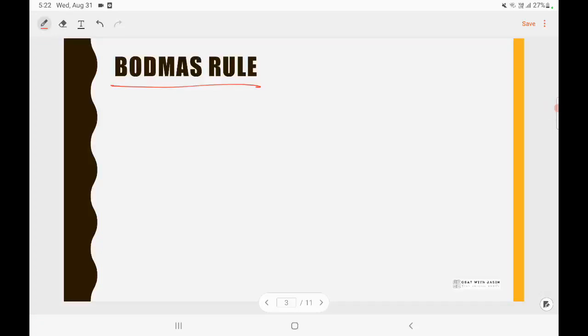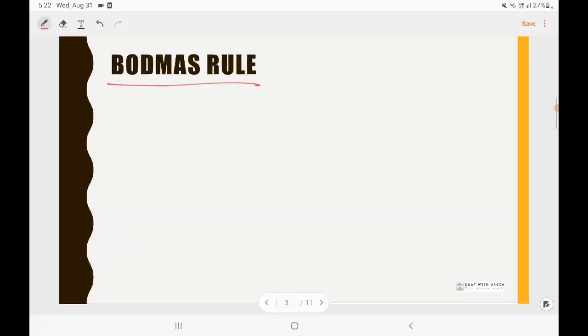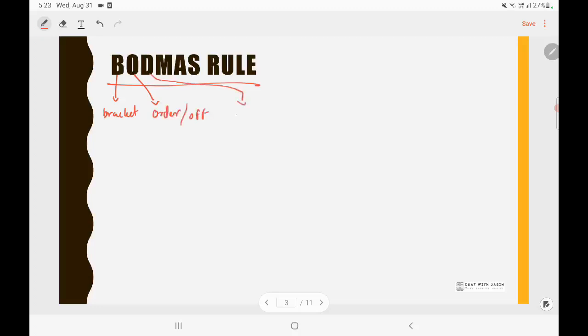Okay, so the BODMAS rule is a rule in mathematics which helps you get the order of your operations. For example, BODMAS stands for bracket, then O for order or of, then D for division, then M for multiplication, then A for addition, then S for subtraction. So if you get an operation in mathematics, you need to do it in this order. I will explain the BODMAS rule with the help of an example.